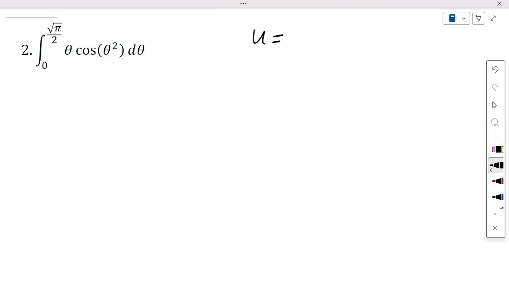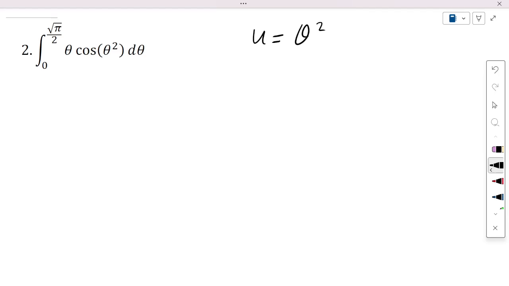We're going to let u equal to theta square. Now the reason why I'm doing this is because we also need to get rid of this theta, so that we can have u as what we are going to integrate, right? So I'm going to show you why we do it like this.